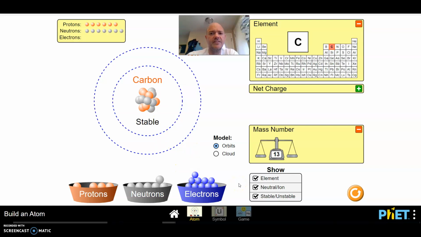A lot of things that I saw at the beginning is people thought that you needed to always have the same number of protons and neutrons, and that's not true. You often need more neutrons than protons.